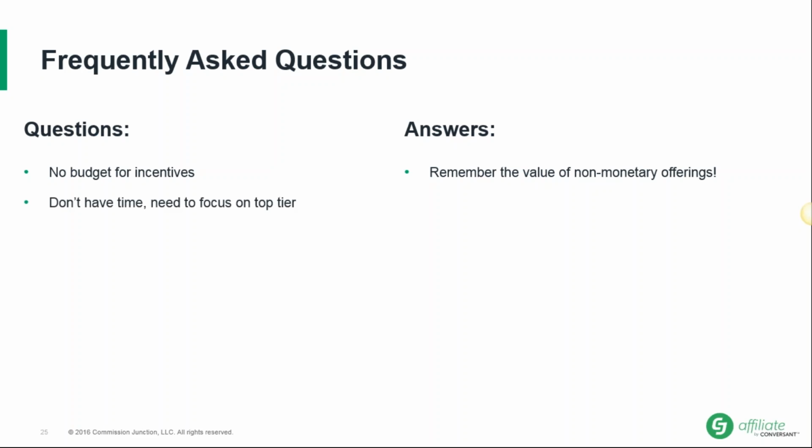Next, I hear, I don't have time to do this. I need to focus only on my top tier. They're my most valuable relationships. It's hard to believe sometimes that those publishers with zeros across all their metrics could ever become one of your top performers.